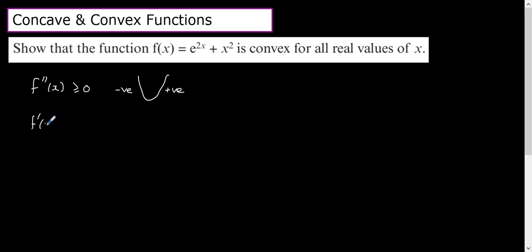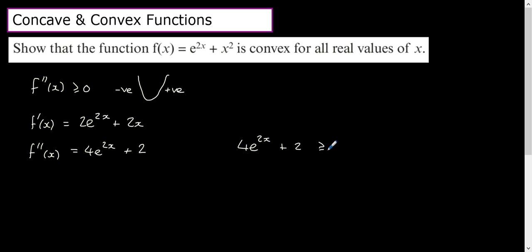So first of all, we'll find f'(x), and we know how to differentiate these now. So we've got 2e to the 2x plus 2x, and we'll find our second derivative, f''(x), which is 4e to the 2x plus 2. So it says show that this function is convex for all real values of x. Now, we're just going to do as we did before, except this time obviously we're using greater than or equal to. So we're going to say 4e to the 2x plus 2 needs to be greater than or equal to 0.